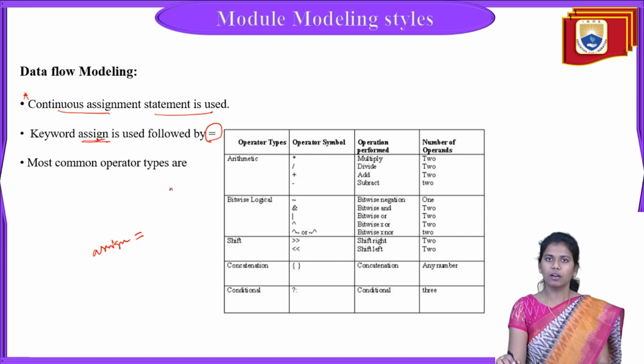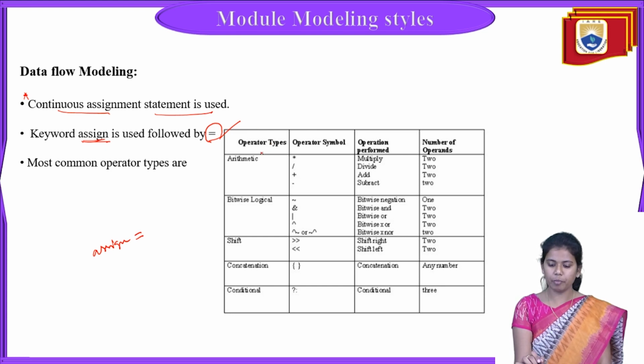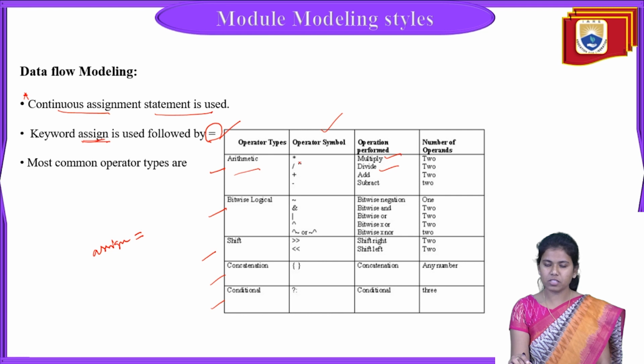Here in this particular table, you could see the different common operator types. We have arithmetic, bitwise operation, shift operation, concatenation and conditional. These are the different operator types, followed by the operator symbols. In the arithmetic operators, we have the symbols for multiply with star, divide, add and subtract.